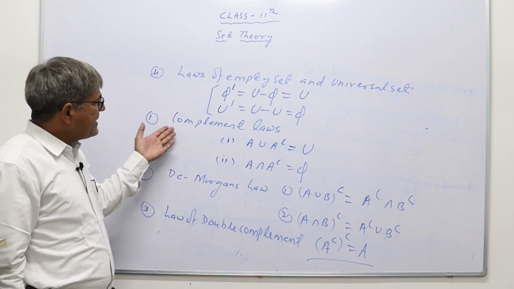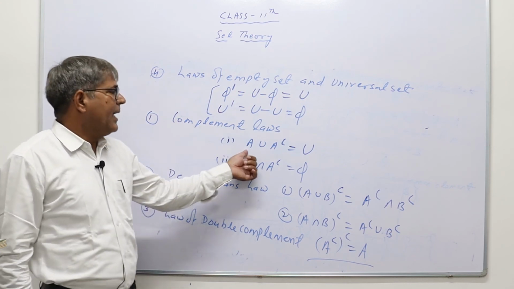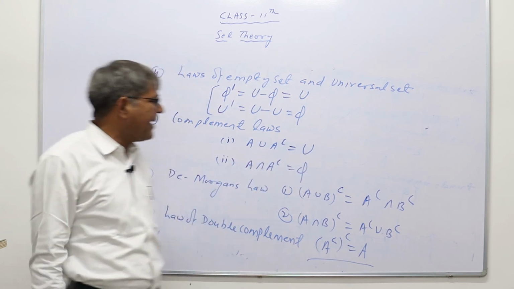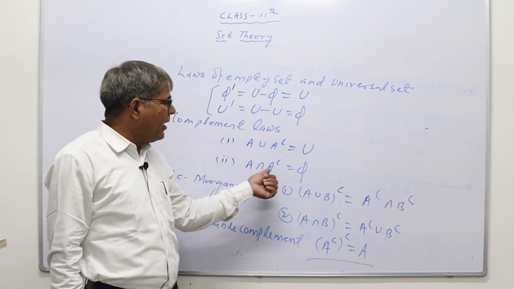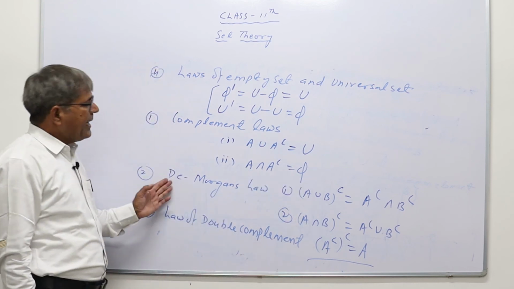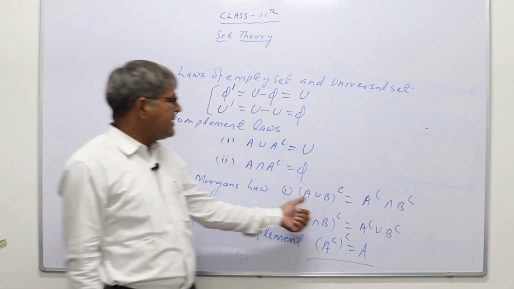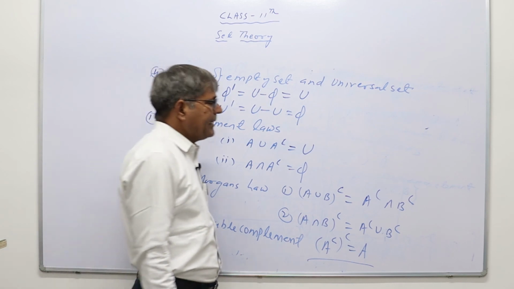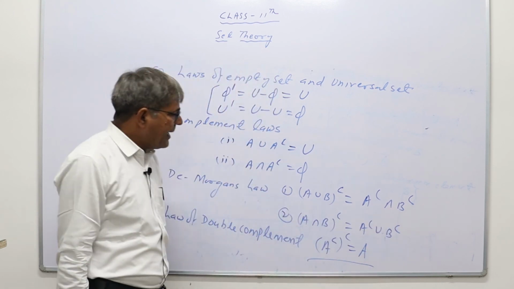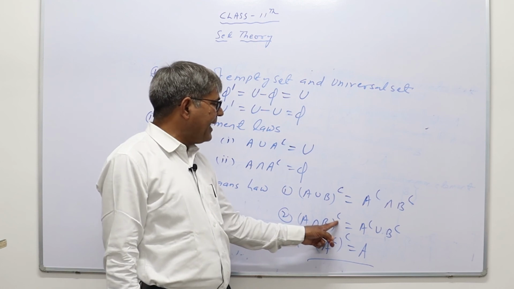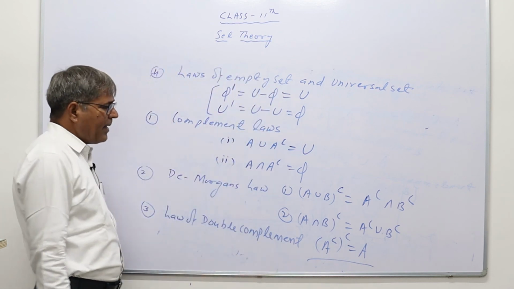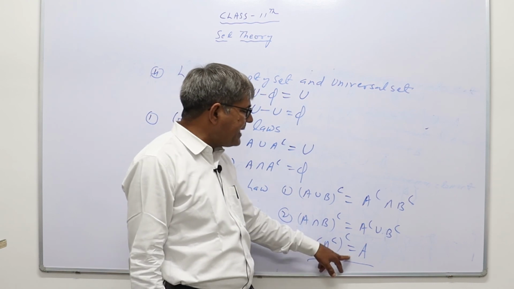So once again, see complement laws. First, A union A complement, the given set and the complement of the same set, is always equal to the universal set. Similarly, the intersection of the given set and the complement of the same set is always phi. Second, what is De Morgan's law? If I have to find the complement of the union of two sets, then it will always be equal to the intersection of the complement of their individual sets. Similarly, if we have to find the complement of the intersection of two sets, then it will be the union of their individual complements. And the law of double complement means the complement of the given set's complement.